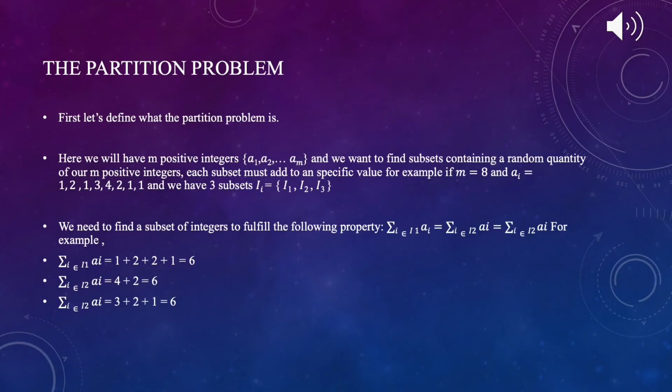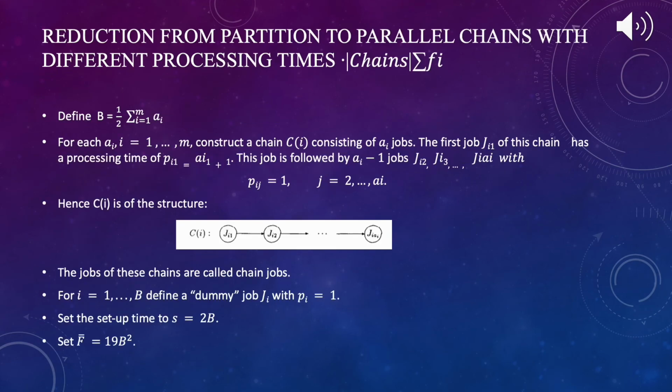So for the partition problem, given a set of positive integers, our goal is to split that set of positive integers into subsets such that the sum of all the elements of the subsets are equal for all the subsets. So in reducing from the partition problem to an instance of our modified chain problem, first of all, we define Rb, which is half the sum of the first m positive integers.